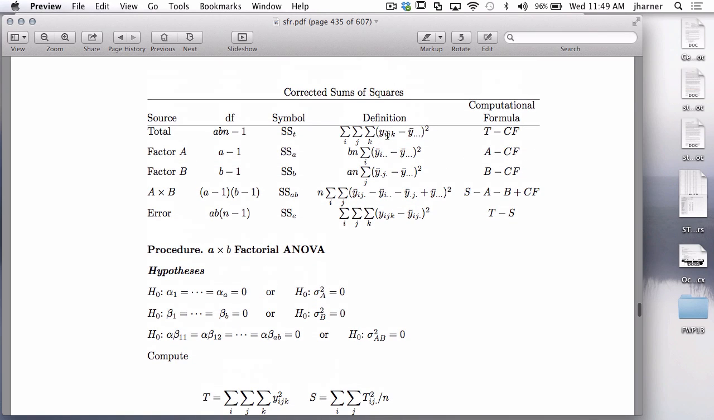Notice that if you look at the y_ijk and y bar, the T is the sum of squares of all those, and then CF is the square of this. And so if you look at this formula, you can define these, and the i subscript represents A, so this is A minus CF. This is like B minus CF, and so forth. So by looking at the formula here, you can actually see what the formula is for the computational approach.